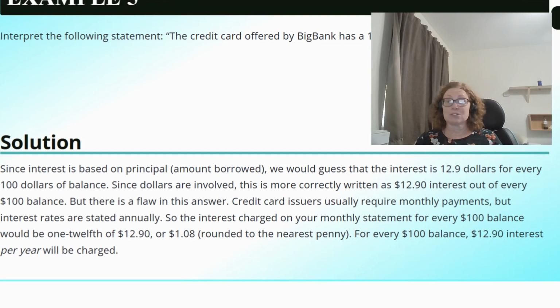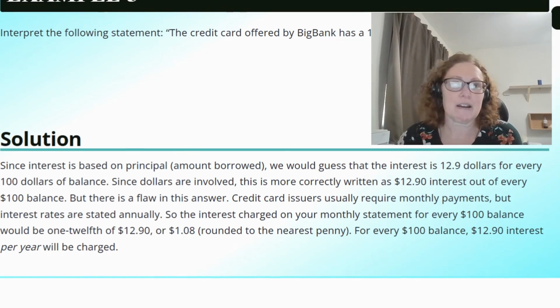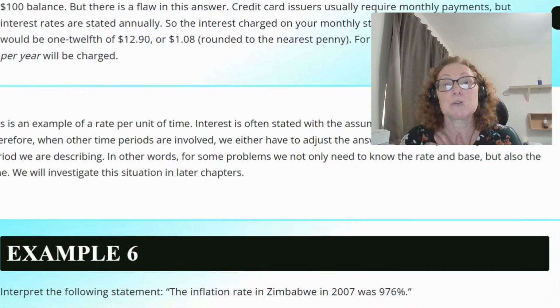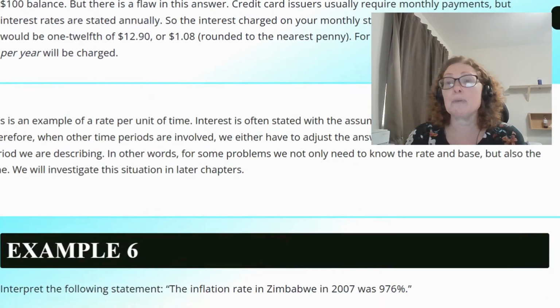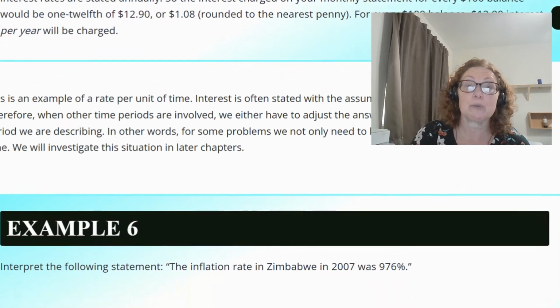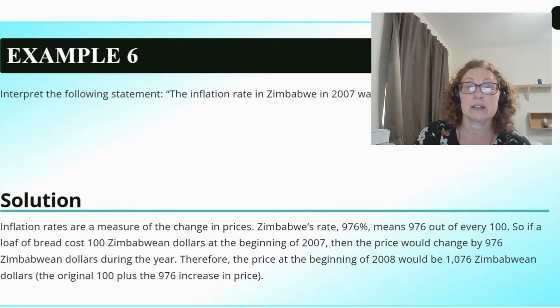off of that $200 that you have in there. It would actually be that $1.08 approximately for every $100 balance. So if you had $200, that would be $2.16 that you would see. Okay? So there's that. So we have to really pay particular attention to the unit, what they're asking for. Okay, the rate and the base.